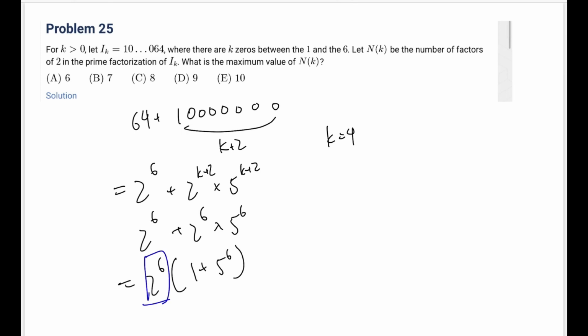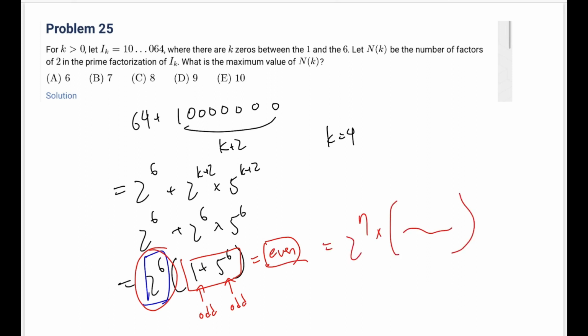You also have one more 2 that's sitting in here, because 1 is odd, and 5 to the 6th power is also odd. So when they are added together, they will become even, right? So this is 2 to the 6th power plus one more power of 2, because this is even. So this is 2 to the power of 7 times something, right? And so the maximum value of Nk would be this. So it's 7. The answer is B.